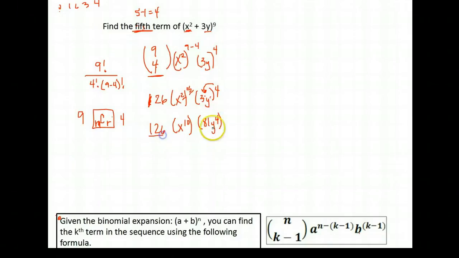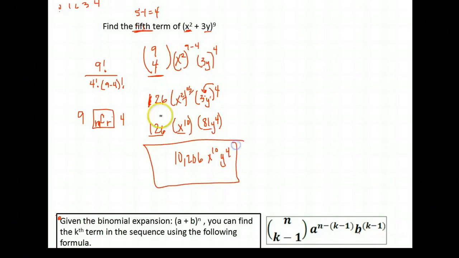Now we just simplify. We multiply our numbers that are down in front. So 81 times 126 gives me 10,206, and then I had an x to the 10th and a y to the 4th. That would be the 5th term if I were to expand this out. I'm so glad I didn't have to expand the whole thing out just to find that answer.